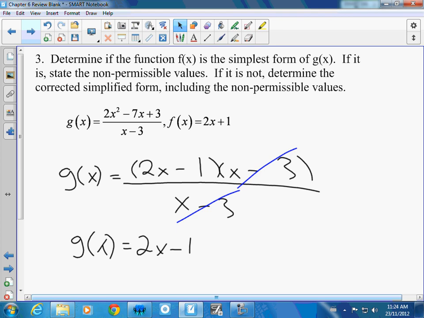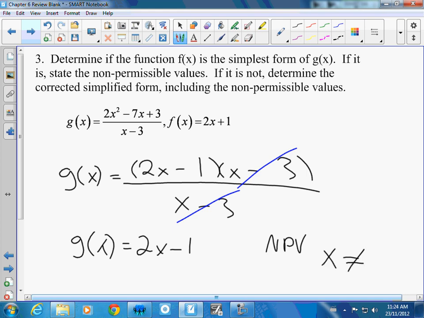We're done, right? NPVs. Oh! Does it actually say that in the question? Yes, it does. Guys, you got to read the question, right? Some of you are making that mistake when you do a test. You're not reading the entire question. You're just looking at it and kind of going off doing it. What's the NPV in this case? NPV is x cannot equal positive 3. Because if you plug positive 3 into that, 3 minus 3 is 0, right? Undefined. So that's why it can't be 3.